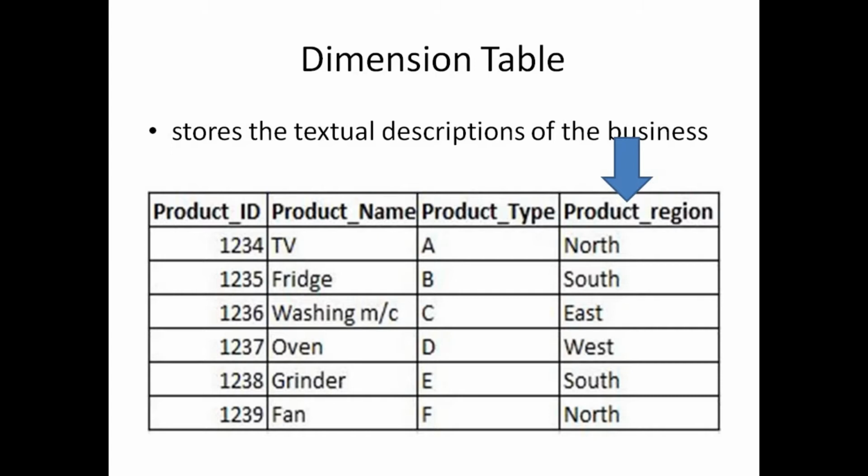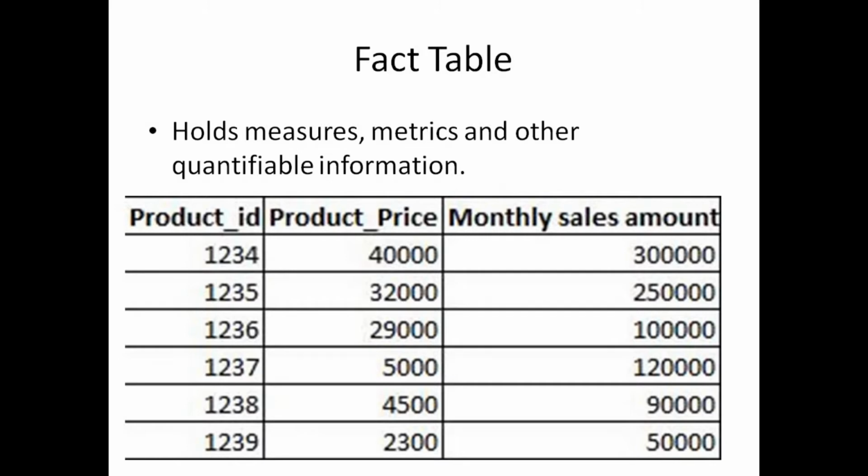So these are the details about the dimension table. And next we can go to the product fact table. The fact table holds the measures, metrics and other quantifiable information. What does that mean? It stores the measures and metrics. Here the product IDs are 1234, 1235, 1236, 1237, right? These are the primary key of this table.